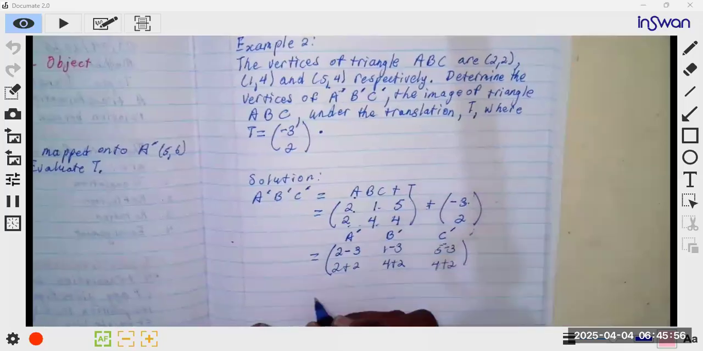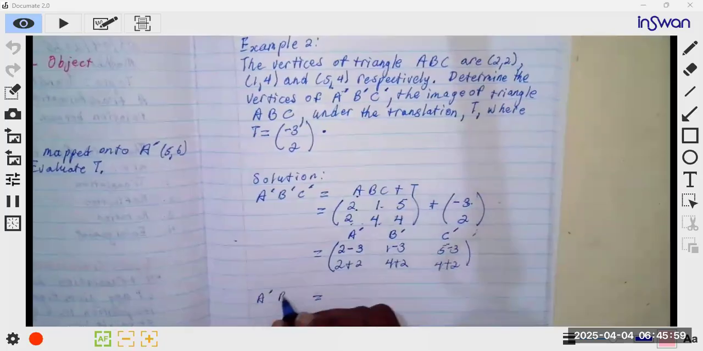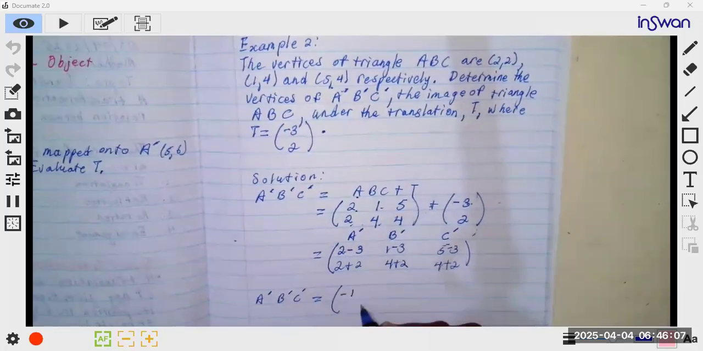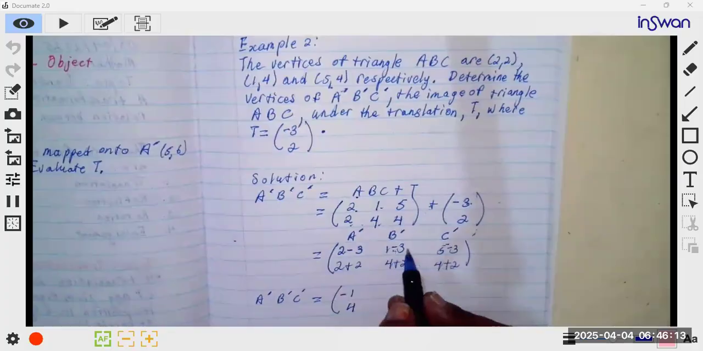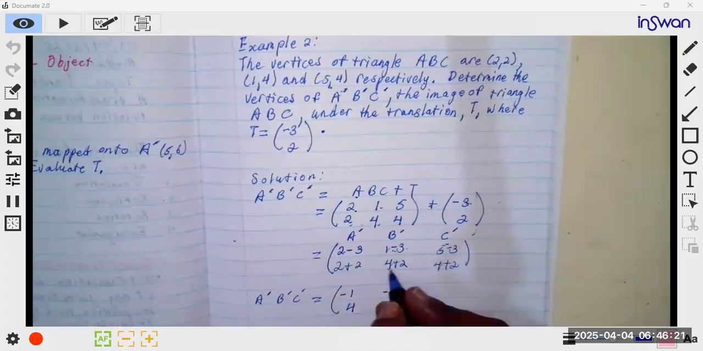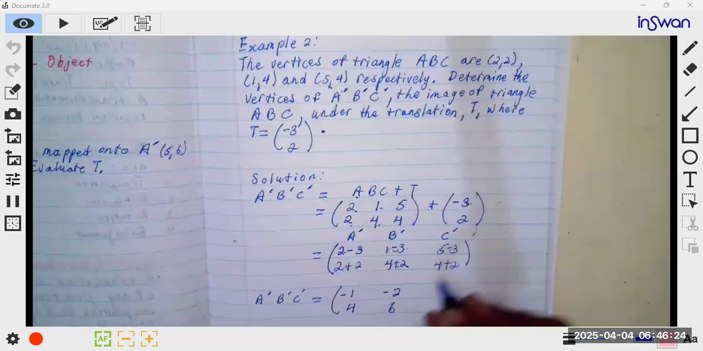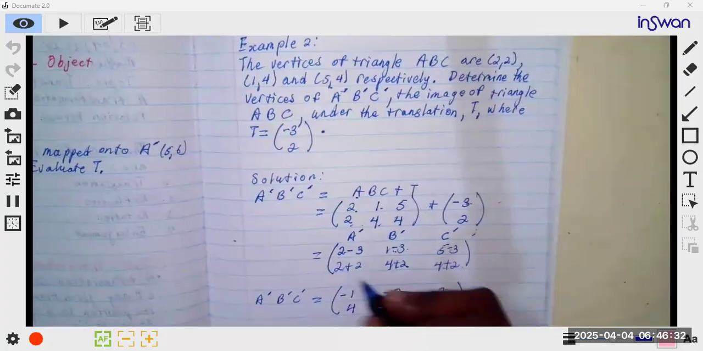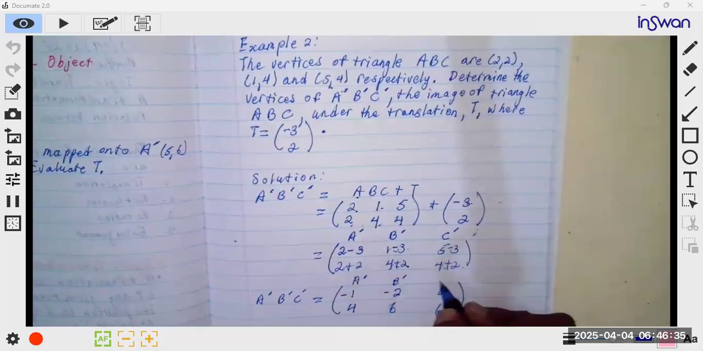So therefore, your final answer, the A prime, B prime, C prime, will end up becoming 2 take away 3, we know it's minus 1. 2 add 2, it is 4. 1 take away 3, you will get minus 2. 4 add 2, 6. 5 take away 3 is 2. And 4 add 2 is 6. And that's how you'll get your A prime, B prime, and C prime.